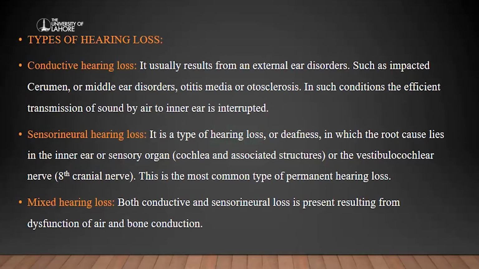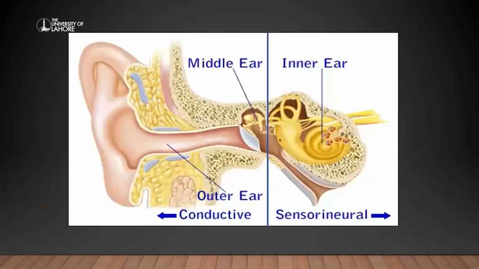Another type is known as sensorineural hearing loss, in which the root cause lies in the inner ear or sensory organ, the cochlea and associated structures, or vestibulocochlear nerve dysfunction. This is the most common type of permanent hearing loss. The third type is known as mixed hearing loss, in which both conductive and sensorineural loss are present, resulting from dysfunction of air and bone conduction.